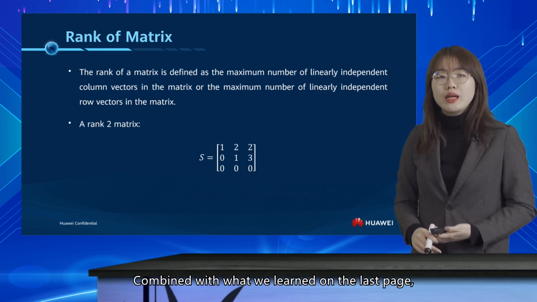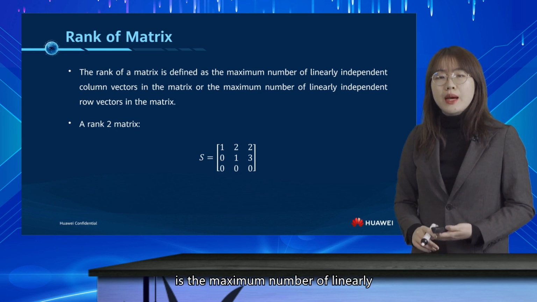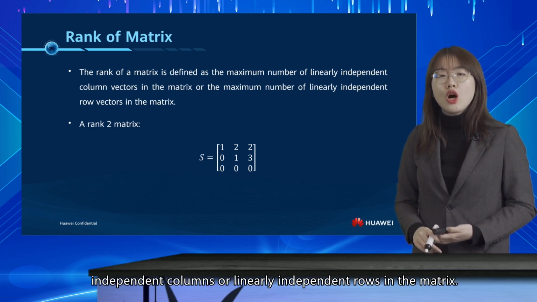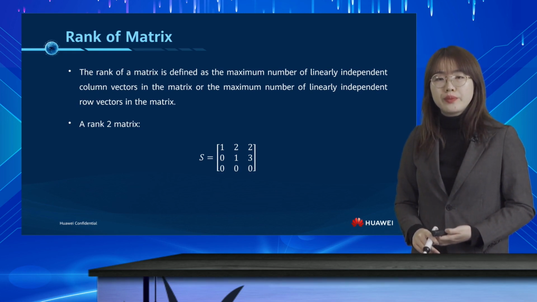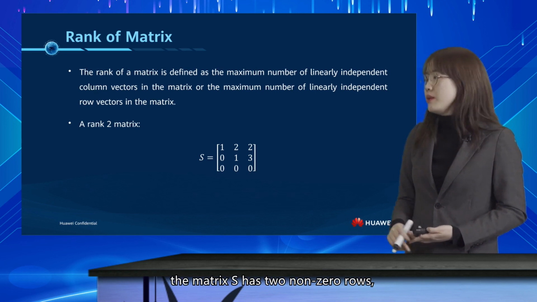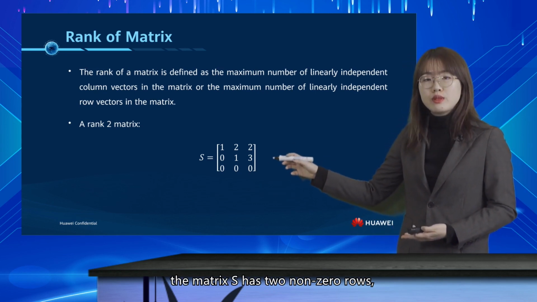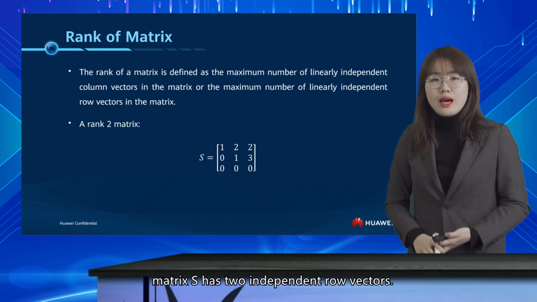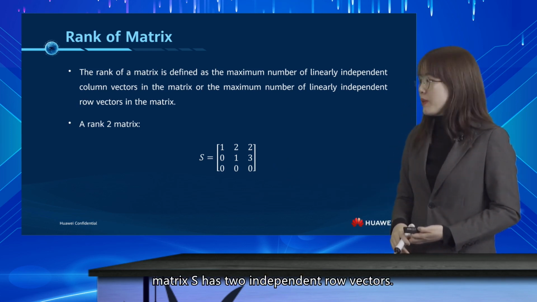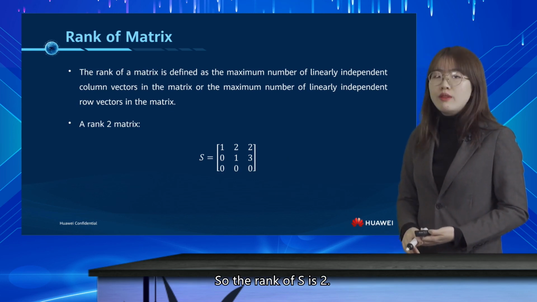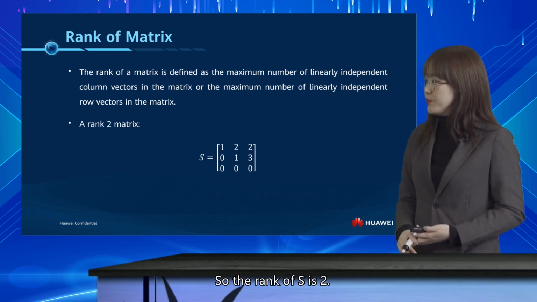Combined with what we learned on the last page, the rank of the matrix is the maximal number of linearly independent columns or linearly independent rows in the matrix. For example, the matrix S has 2 non-zero rows. That is, matrix S has 2 independent row vectors. So we can see the rank of S is 2.